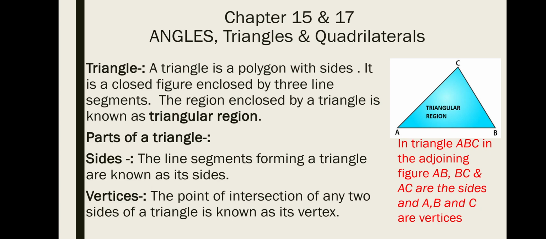Parts of triangle. Sides. The line segments forming a triangle are known as its sides. Vertices. The point of intersection of any two sides of a triangle is known as its vertex. Now in this triangle ABC, in the above figure, AB, BC and AC are the sides and A, B and C are vertices.